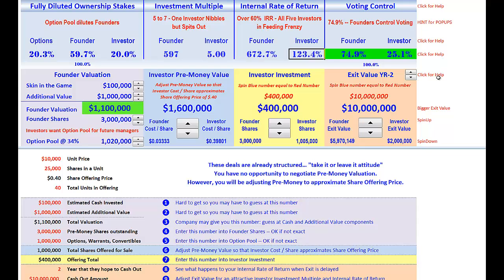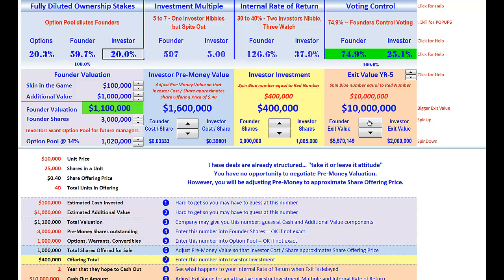I don't believe it for a second, and I'll show you why, because things never get done in 2 years. They say they will, but let's see what happens in 5 years. Now it's down to 37.9. We keep the same investor multiple because it is not time dependent. Now, option guys have 20%. The founders have almost 60, so you only get 20. That's not a very good percentage.